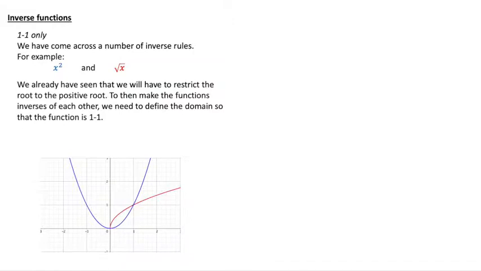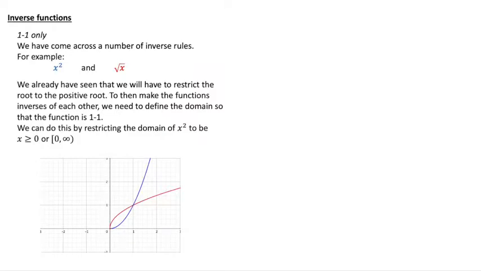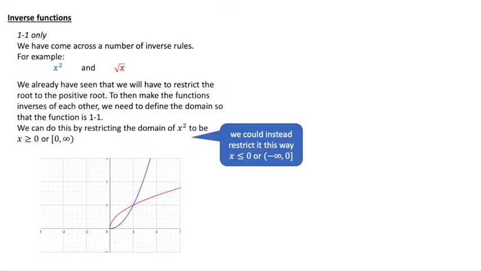So what we can do is restrict the domain of x squared to x greater than or equal to 0, or between 0 and infinity. And then we can see that that is one-to-one, and so root x is indeed the inverse of x squared with that domain. We could have done it the other way, in which case we'd have had the portion of the square root that's below 0, but we would call that the function minus root x.